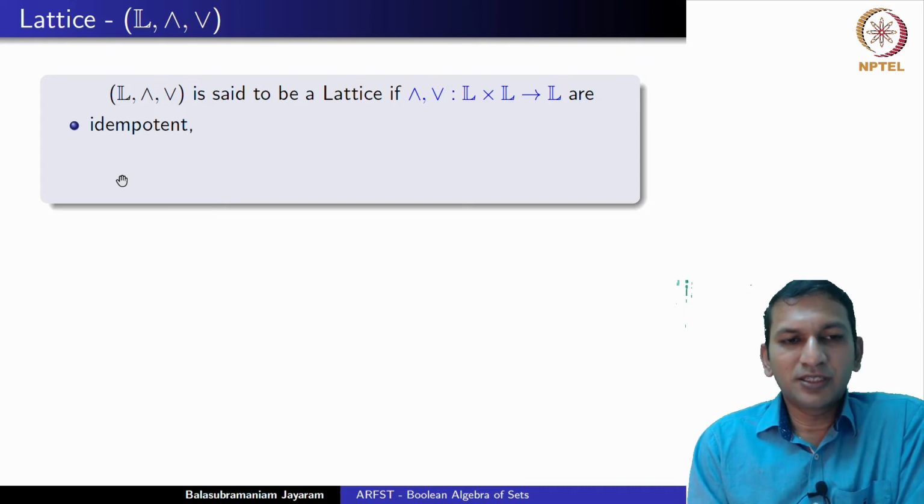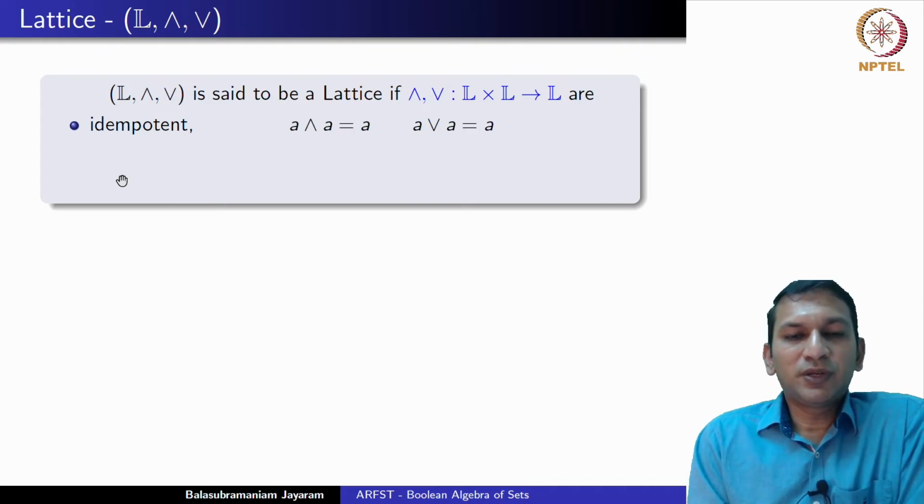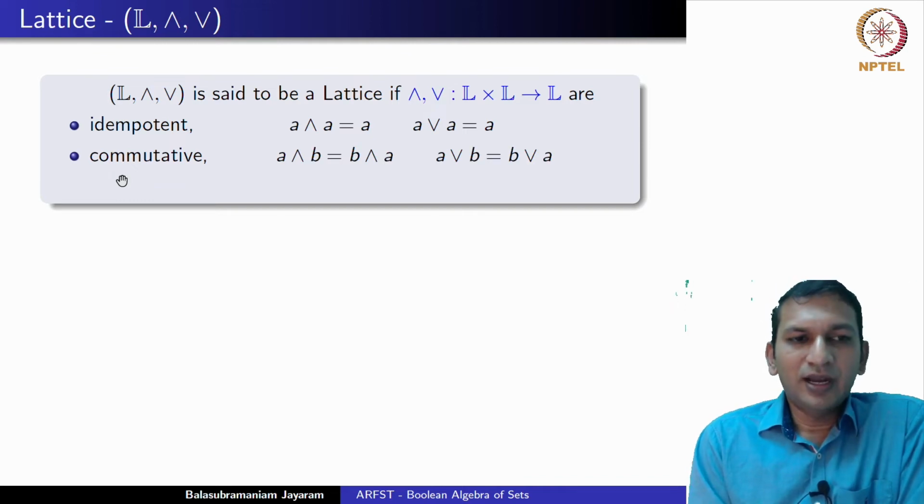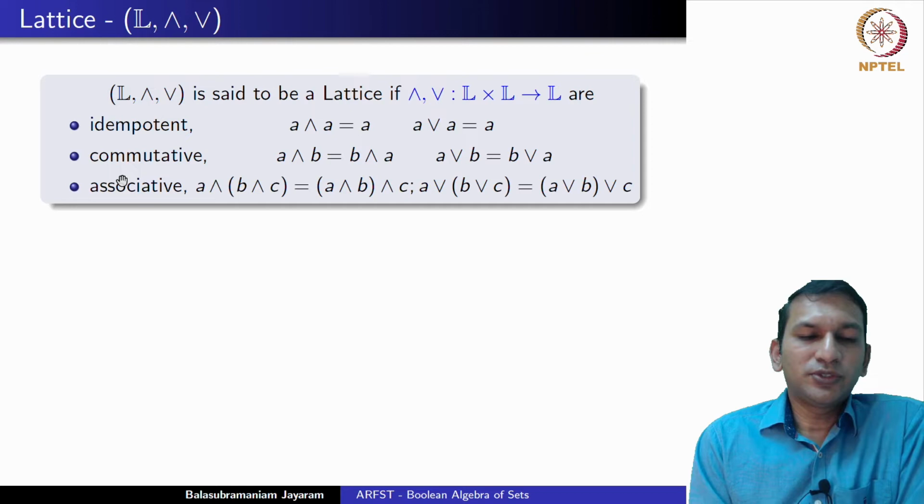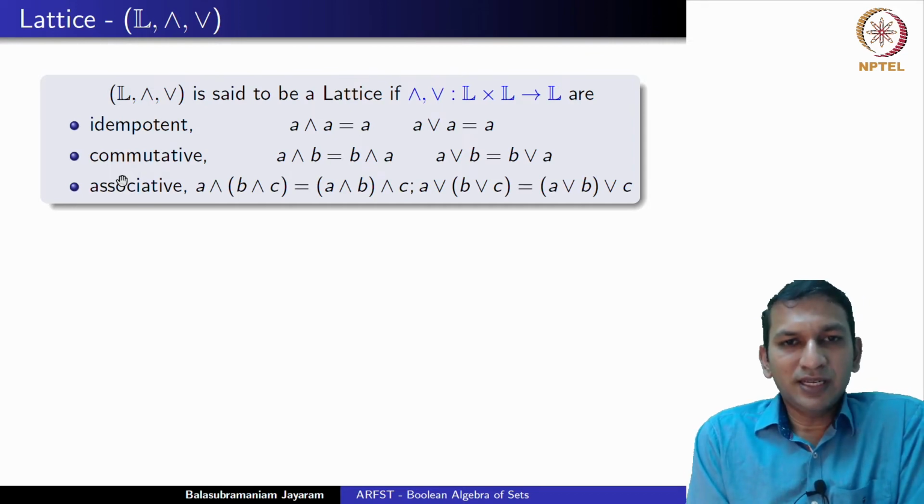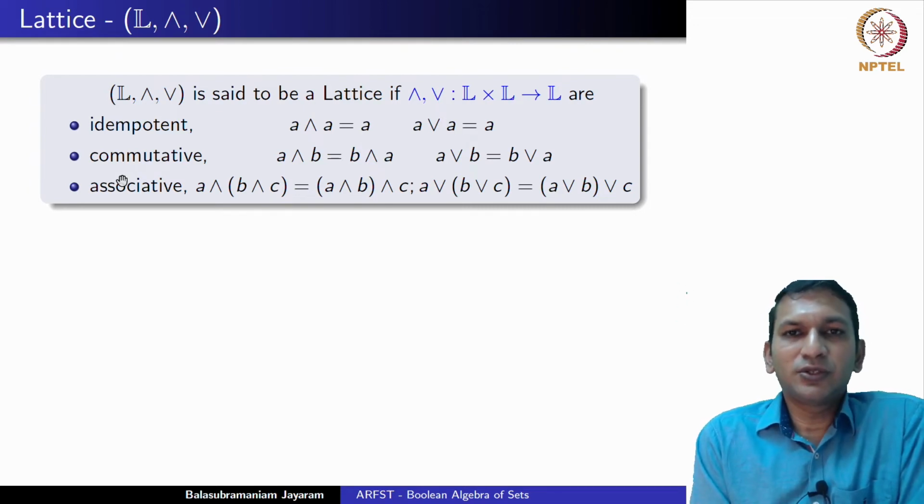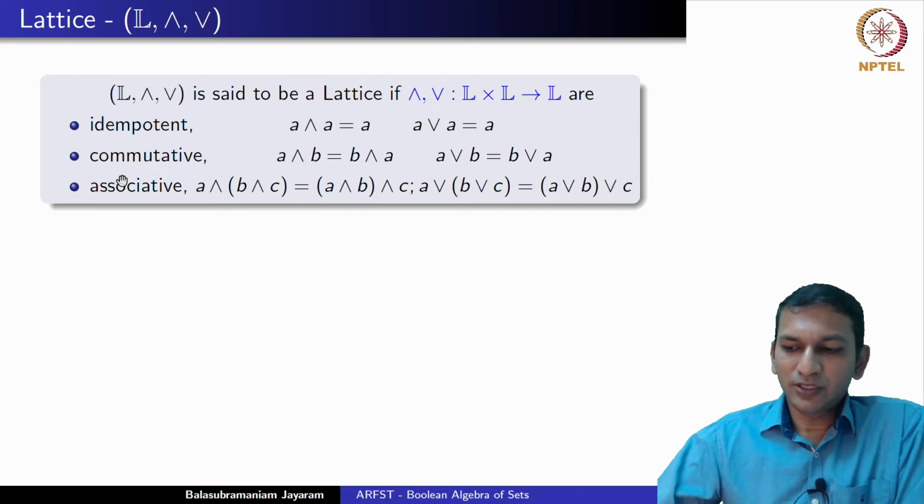By idempotence, this is what we mean. When we take these two operations and operate on the same element, we should get the same element. It should be commutative. We understand what is commutativity. And it should be associative. So, if you have a set L with two binary operations, which are closed on the set, that means these operations should act on L, and their codomain also should be L. Further, these operations should be idempotent, commutative, and associative.